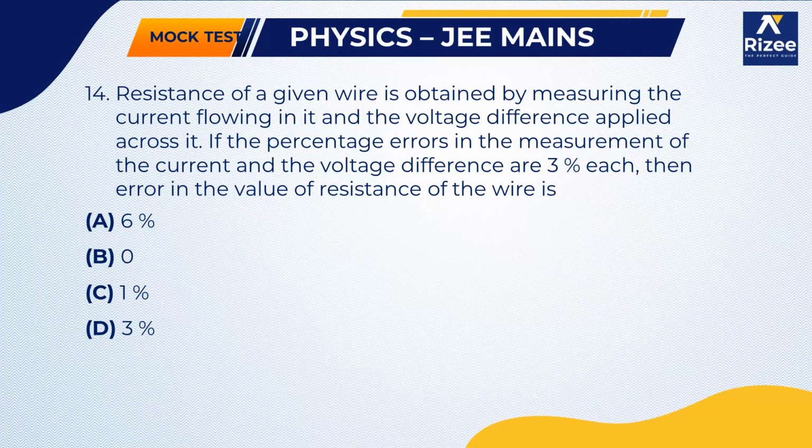Coming to your next question: the resistance of a given wire is obtained by measuring the current flowing in it and the voltage difference applied across it. If the percentage errors in the measurement of the current and the voltage difference are 3% each, then the error in the value of the resistance of the wire is how much? So in either case, the percentage error is 3%.